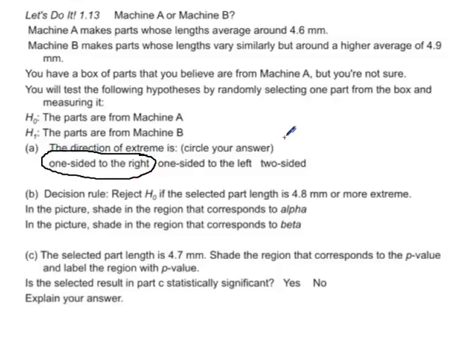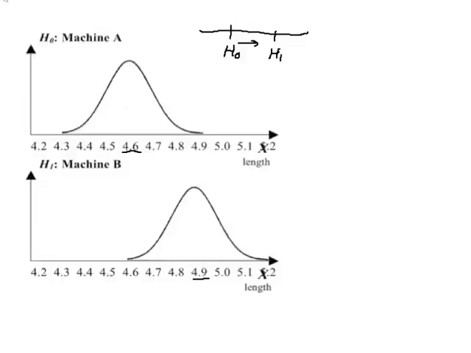Okay, so now they're going to give us a decision rule. They say the selected part is 4.8 millimeters or more extreme. In the picture, shade the region that corresponds to alpha and shade the region that corresponds to beta. Okay, so let's go back and do that. Let's take just a quick moment here and clean up our mess, get rid of that. Okay, so if we're going to shade the regions, I'm going to go ahead and do that with my highlighter here. Let's shade the region that corresponds to alpha.